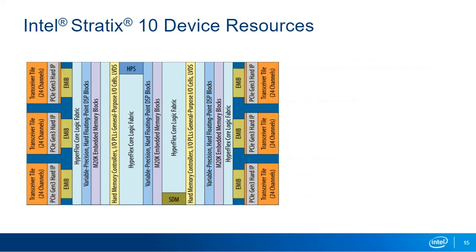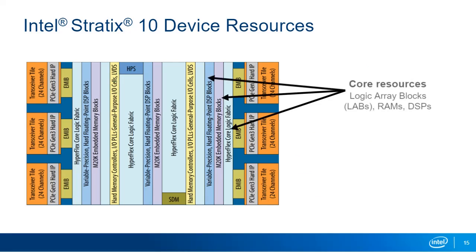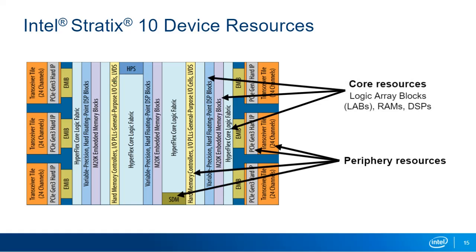This diagram illustrates the core and periphery resources in a typical Intel Stratix 10 device. Core resources include logic array blocks, RAM blocks, and DSP blocks. Periphery resources include I/O, high-speed transceivers, and IP like the hard IP for PCIe.